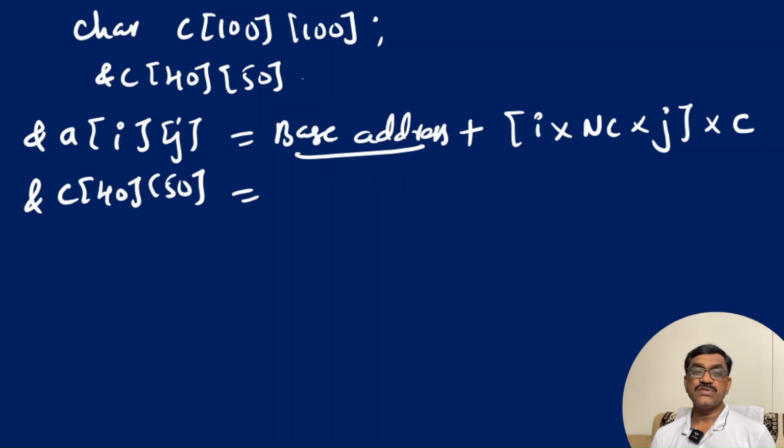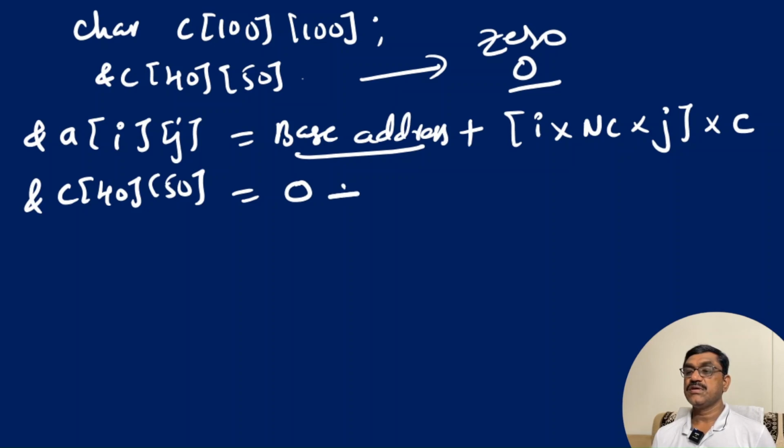See, at the time of asking the question, they will provide the base address. In this question, they have given that the base address is 0, right? Now you substitute the base address 0 here. I value, how much? 40. This is the i value into the number of columns. From the declaration of the array, you take 100. You replace 100 into j. What is the j value here? 50. This is the i value and this is the j value.